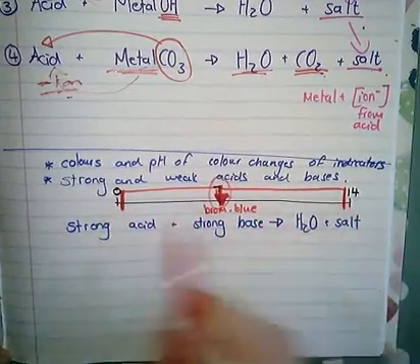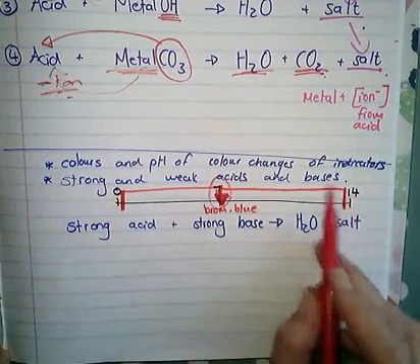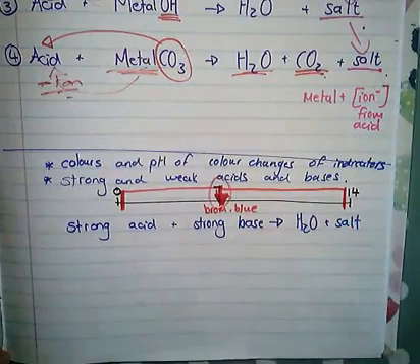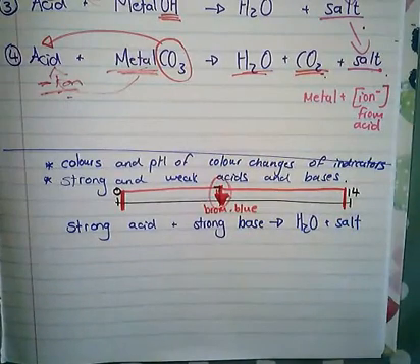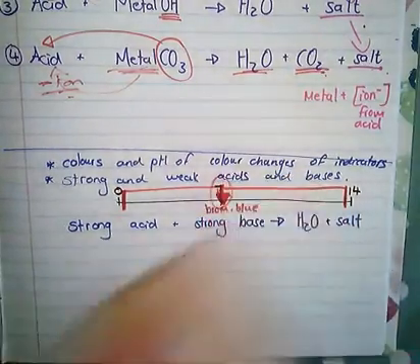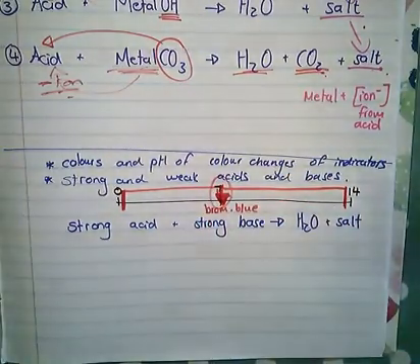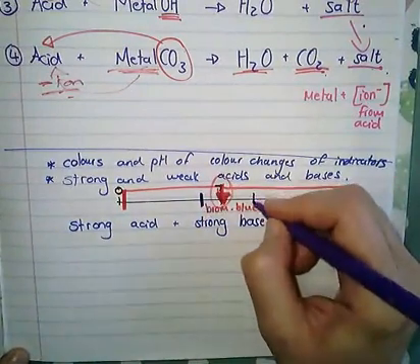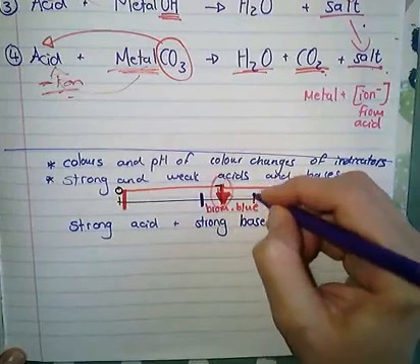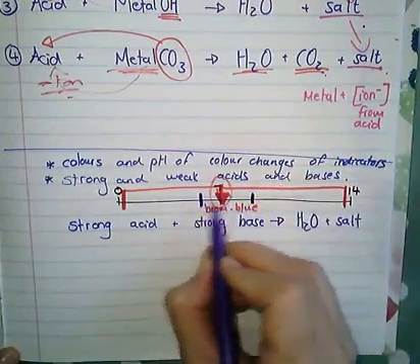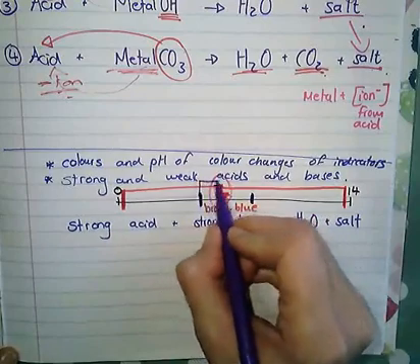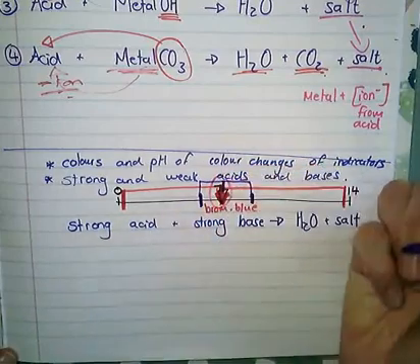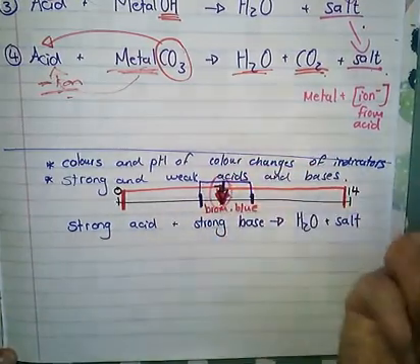Now, if we have a weak acid that reacts with a weak base, so something not too far away from 7 on either side, and these two react, they will again meet each other somewhere in the middle of their two pHs, which will also be close to 7. So again, we need an indicator that will change color close to 7, which will be bromothymol blue.